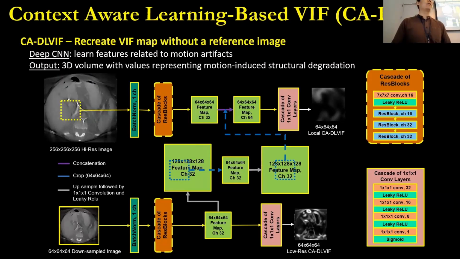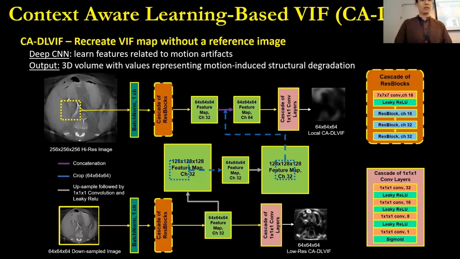And so now that we have addressed the local metric issue, we can move towards getting the context into the metric. So here's our network. We call it a context-aware learning-based VNF, or for short, CADLVNF. It tries to replace the DLVF map without using a reference image.